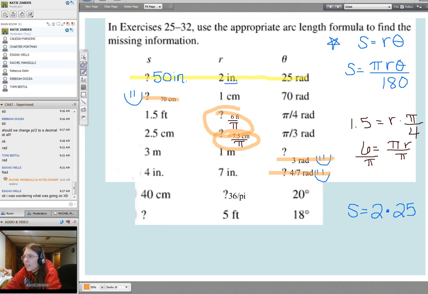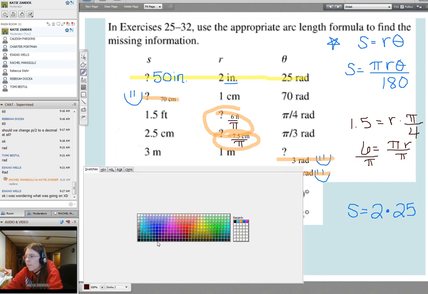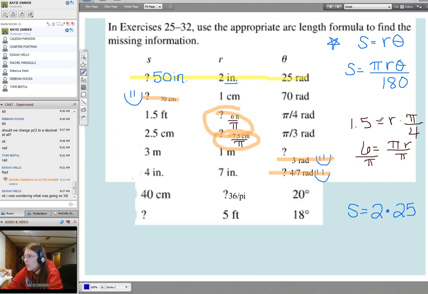All right, let's take a look at this line down here. We are working in degrees, so we can use the second formula, or you can convert it first and then use the first formula. I'm just going to use the second formula for right now, so we're going to get 40 equals pi times the radius, which we're trying to find, times the 20 degrees over 180.